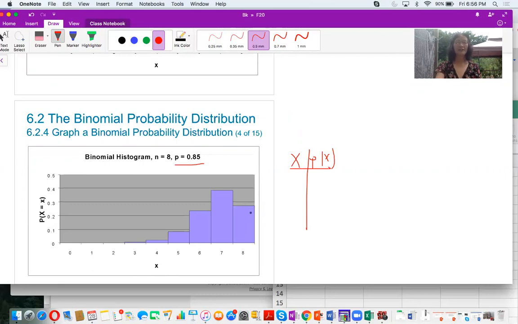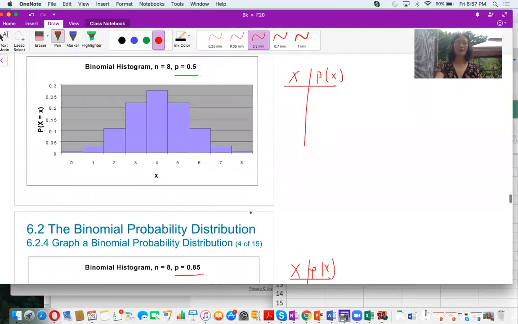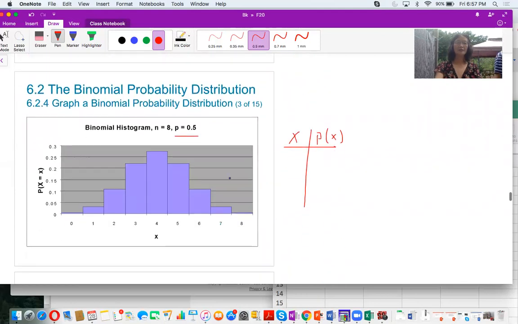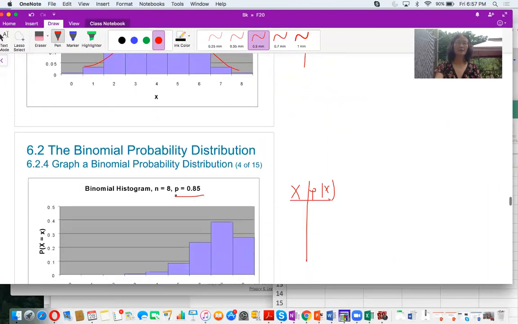As you can see, if you have a smaller probability, the graph is skewed to the right. If the probability is 50%, you have the bell-shaped symmetry. If p is greater than 50%, you have skewed to the left.